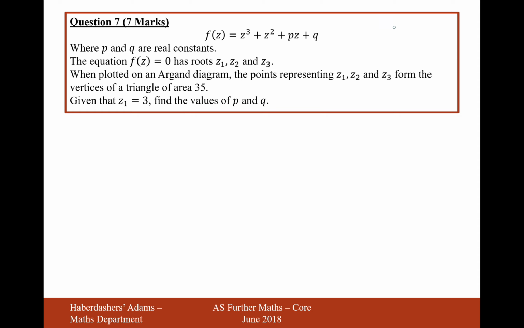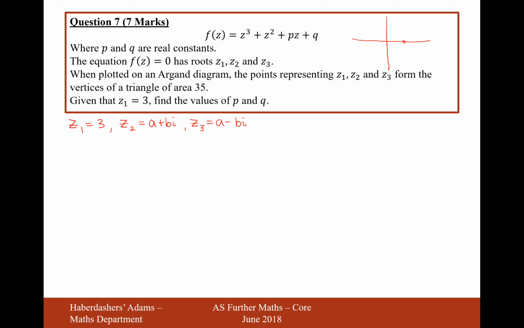Well, first of all, if I have z1 equals 3, then if it's on an Argand diagram and making an area of 35, then z2 is going to be some complex number, we'll call it a plus bi, and z3 must be its complex conjugate because it's a solution to a polynomial with real coefficients, so they must be complex conjugates of each other.